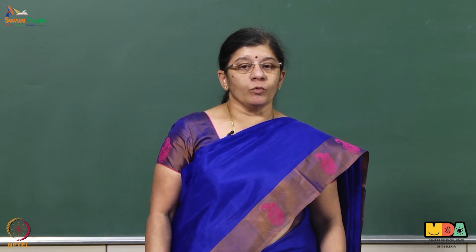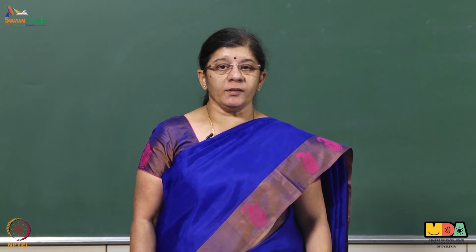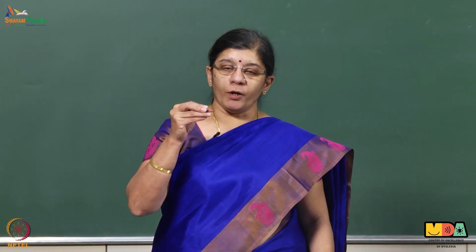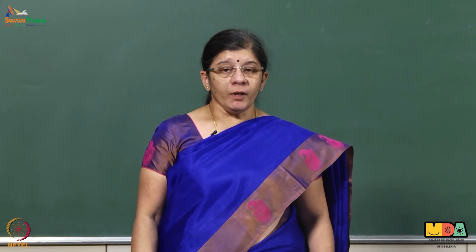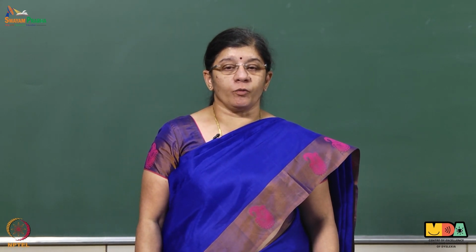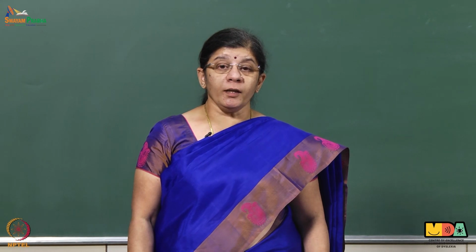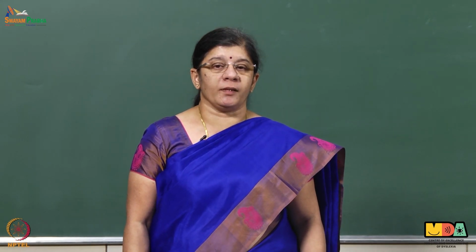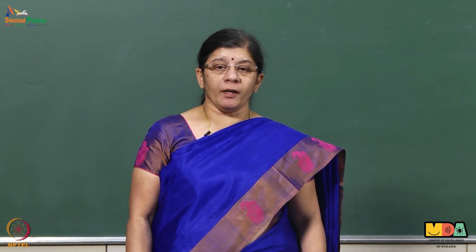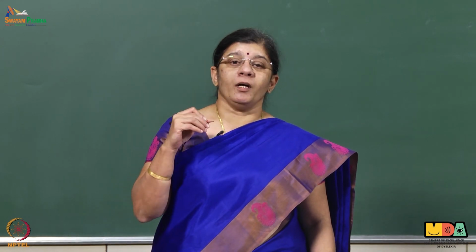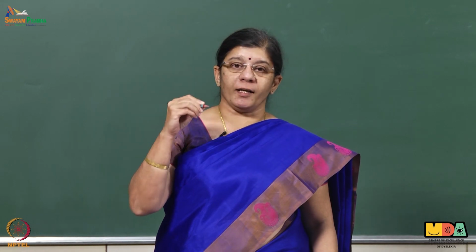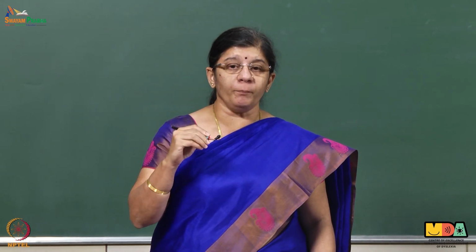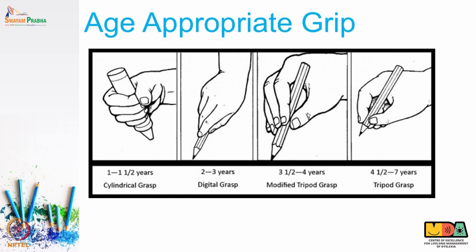When the child moves to 3.5 to 4 years, the child would have a modified tripod grip. At this stage, we encourage the child to write in notebook, and the child has to adapt to space. But actually the correct formation or the grip comes at the age between 4.5 to 7, when the child has a proper tripod grip and the child is able to write.